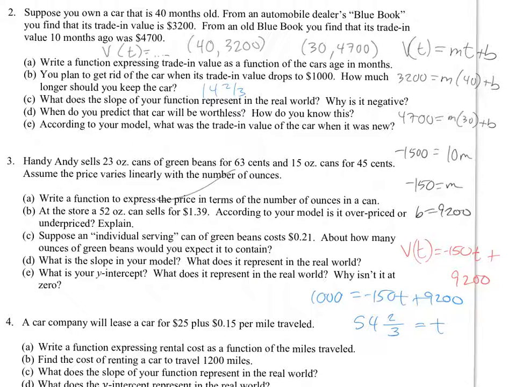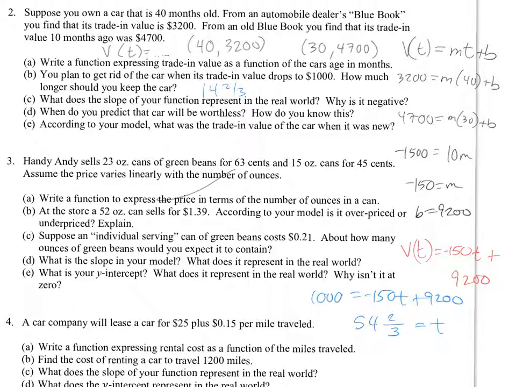All right. Part C, what does the slope of the function represent in the real world? Why is it negative? We already talked about why it's negative, but what does it actually represent? What would the units be for negative 150? Not just dollars. Decrease of dollars a month. Dollars per month. It's per unit time.